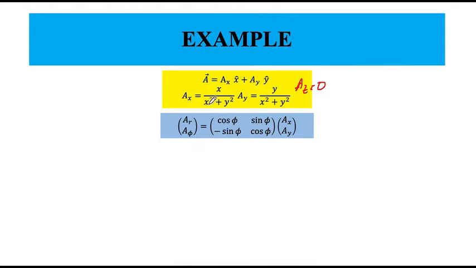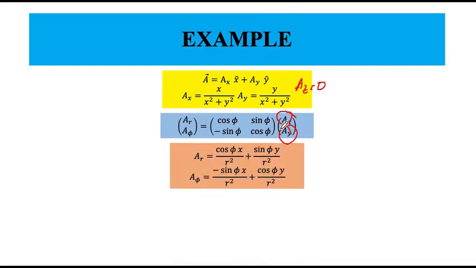Okay, so ar is equal to cos phi times ax plus sin phi times ay. Hopefully this is all right. So we are on the right track. This formula is correct. Now substitute the ax and ay values. If you substitute ax and ay, you are going to get ar equal to cos phi times ax and sin phi times ay.